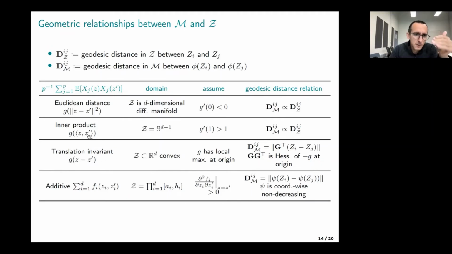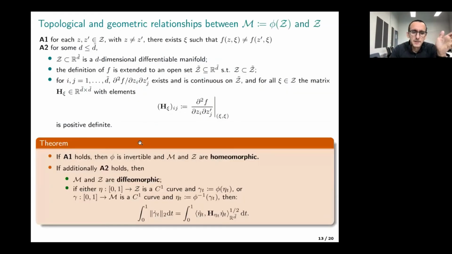And for different families of kernels, for example, inner product kernels, translation invariant kernels, additive kernels, and so on, we can work through, calculate H, and find relationships between the geometry of M and the geometry of Z. But the overall message is that basically under quite mild assumptions, M is topologically equivalent to Z, i.e. homeomorphic to it, right? So it's sort of a topologically faithful Z. And under stronger assumptions, the set M is geometrically related to the underlying set Z.